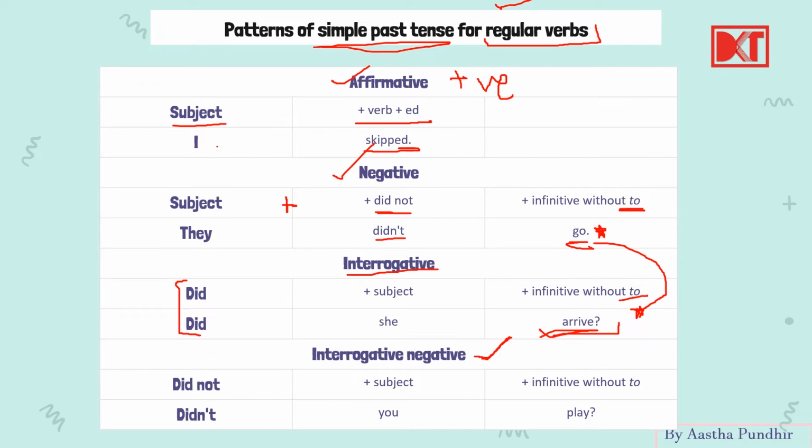Interrogative negative. Interrogative negative में didn't, did not, plus the subject, plus the infinitive without to. The same thing here applies. Didn't I play? Didn't you play? Didn't he play? Didn't she play? Didn't it play? Didn't we play? Didn't you play? Didn't they play? Alright, so these are the patterns of simple past tense for regular verbs. Alright, now let's move on.